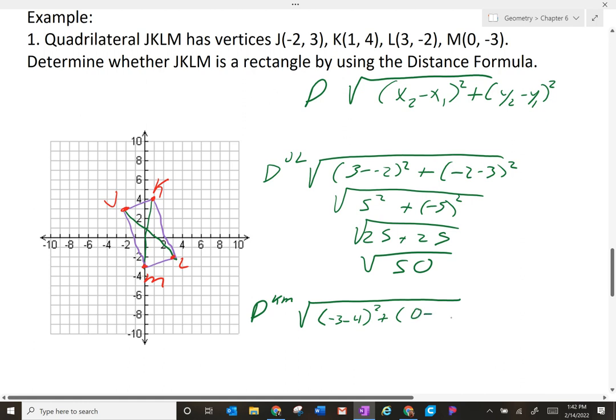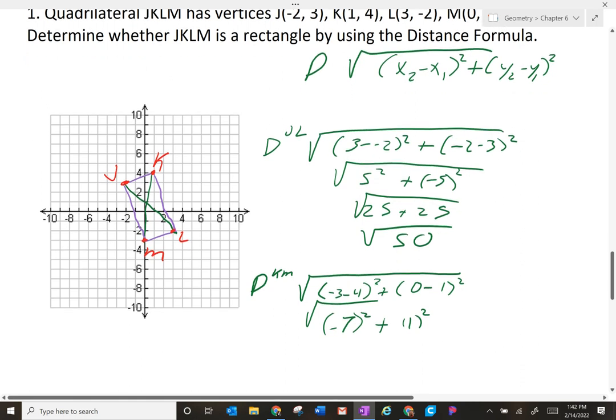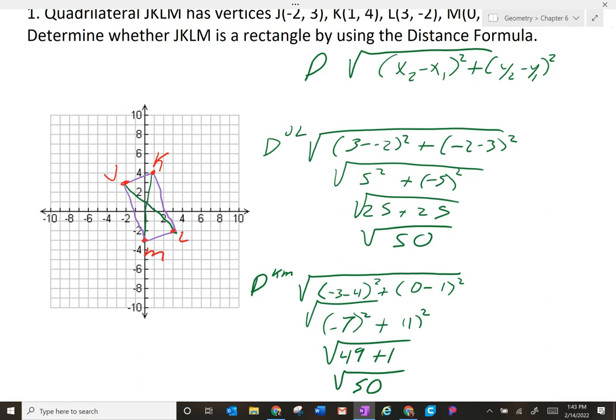It'll still work out the exact same. 0 minus 1 squared. So that gives me negative 7 squared plus 1 squared. That gives me 49 plus 1. That one is a radical 50. Is this number the exact same as this? Yes, if they're the same, yes, that's it, you're done.